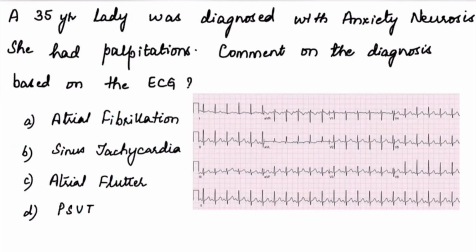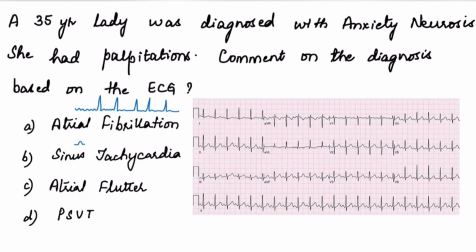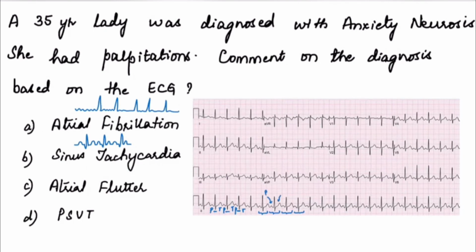Next, a 35-year lady was diagnosed with anxiety neurosis. She had palpitations. Comment on the diagnosis based on the ECG. Now again in atrial fibrillation, there should be fibrillary waves and irregularly occurring QRS complexes. In sinus tachycardia, normal morphology of complexes occurring in rapid succession. Now we'll look at the ECG. So there is P wave, there is QRS and there is T wave. So again P, QRS and T. And the complexes are normal in morphology, just they are occurring in rapid succession. So this ECG shows sinus tachycardia.